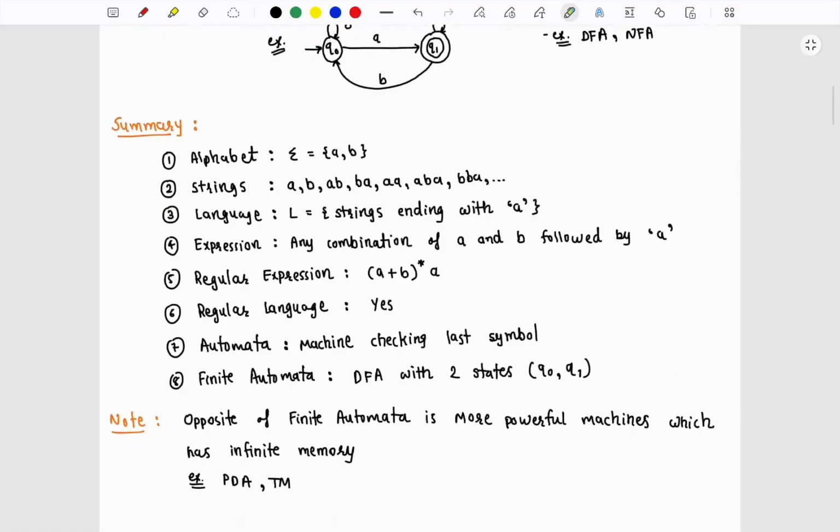Let's see summary of the topics we have studied. First was alphabet, then strings, language, expression, regular language, automata, and finite automata. Let's take one example. Alphabet sigma equal to A comma B. Strings generated from these alphabets are A, B, AB, BA, etc. If we want to generate one language from this alphabet and strings, then we can take one example, that strings ending with A.